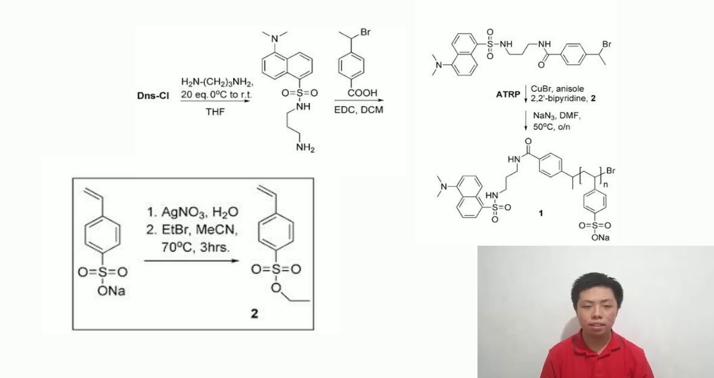Okay, so I'm going to explain the synthesis of synthetic resin, or polystyrene sulfonate. First, benzyl chloride is added to 1,3-propane diamide and also methyl 3-bromomethyl benzoate, catalyzed by EDC, or 1-ethyl-3-(3-dimethylaminopropyl)carbodiimide, and DCM, or dichloromethane, at 0 degrees Celsius. The next reaction is catalyzed by copper bromide and anisole 2,2-bipyridine, added to sodium azide and also DMF, or dimethylformamide, at 50 degrees Celsius, and it becomes polystyrene sulfonate.